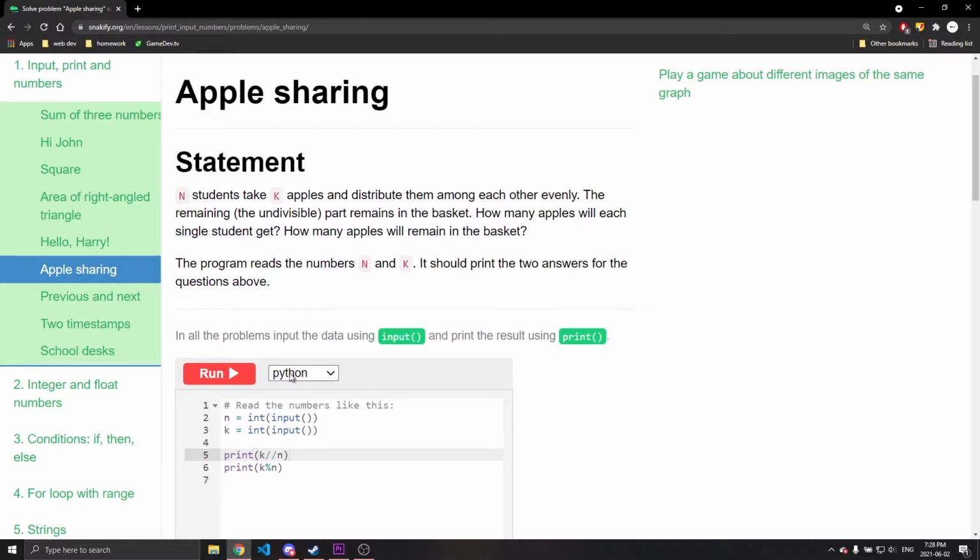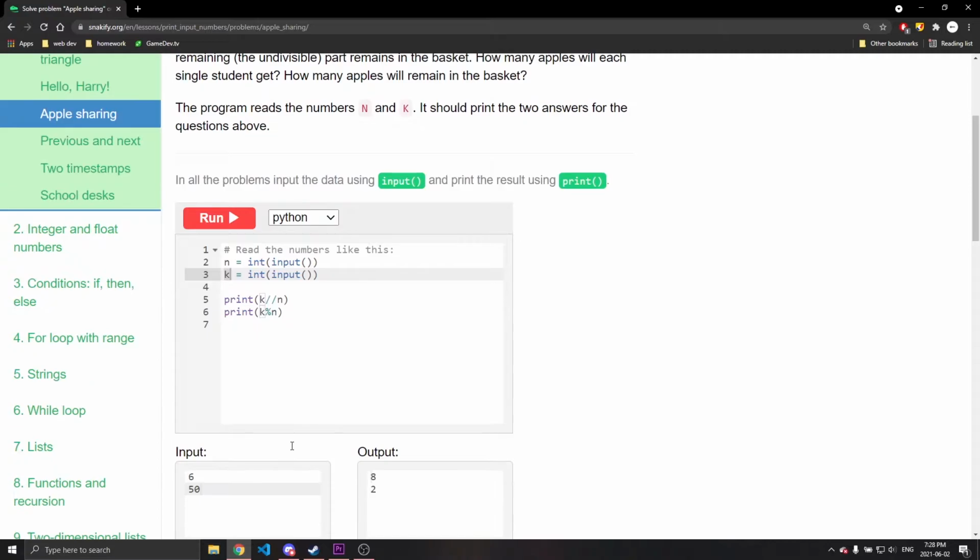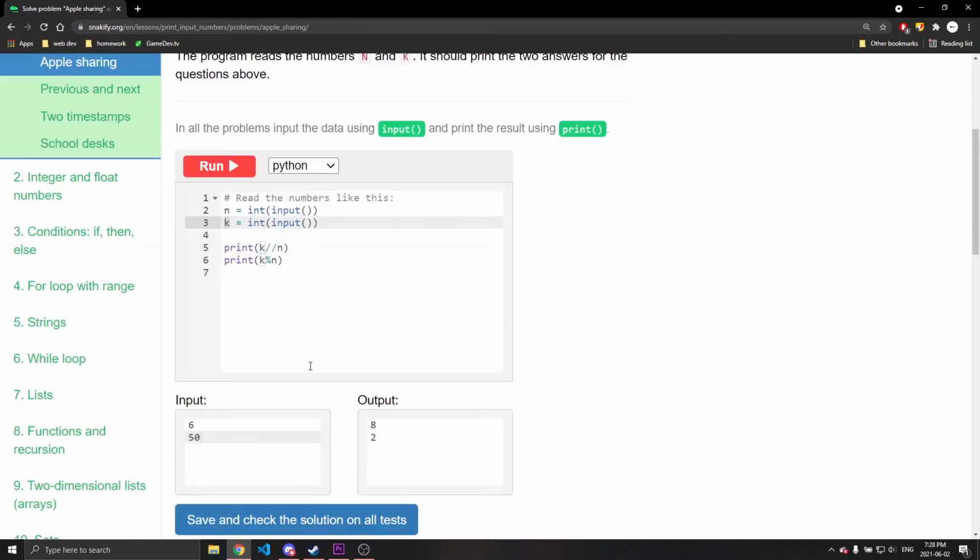Okay, next up is apple sharing. So for apple sharing, we get the students variable and the apples variable. So we do a floor division of the apples, floor division students. So floor division, you should already have been learning this in the info section. So 50 floor division 6, there's gonna be a decimal, but it's gonna round down. So it's gonna be 8 point something, and it'll just round down to 8. So our answer would be 8.